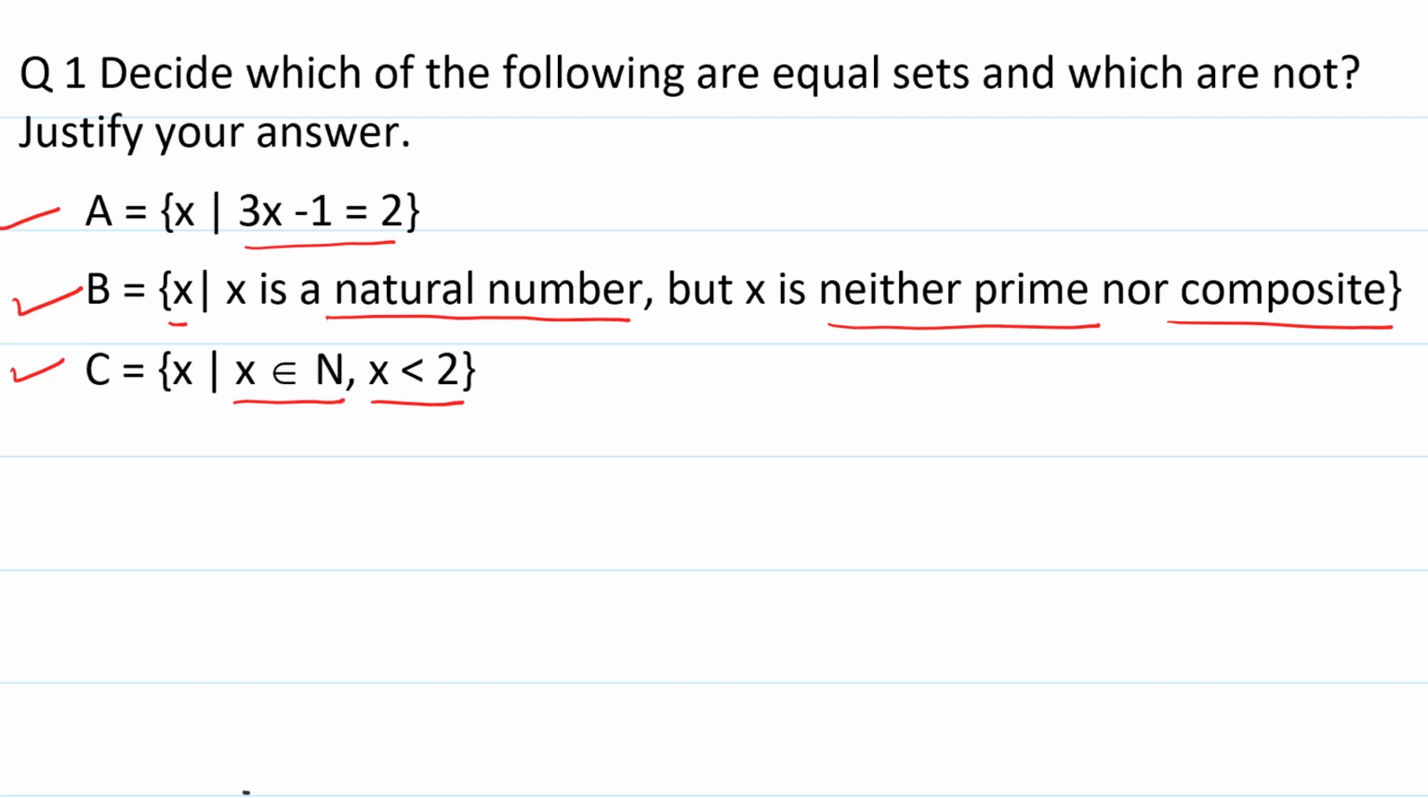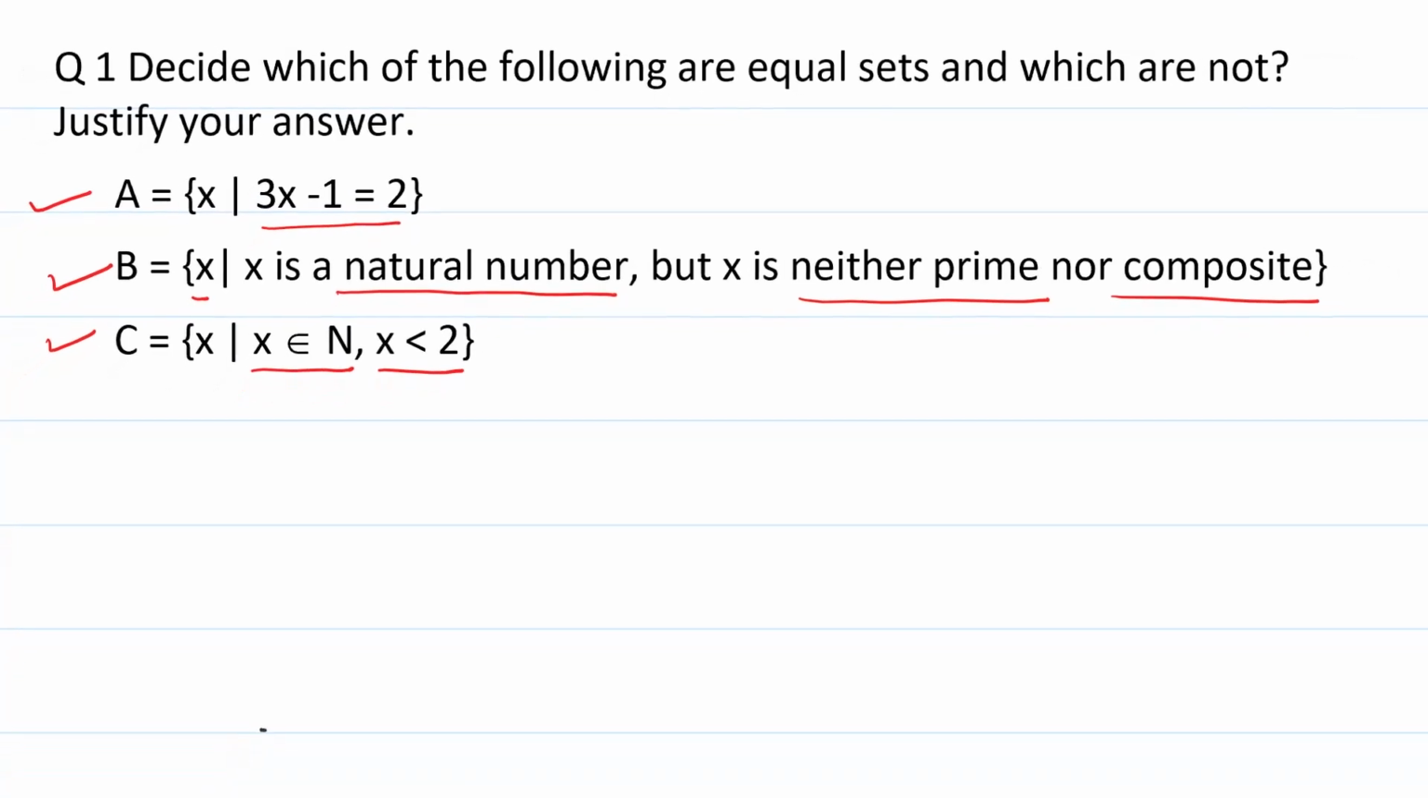Now to solve this question, first step is write all sets in roster form, listing method, and then compare three sets. Condition for two sets to be equal is all sets should have same elements. When two sets have same elements, then they are equal. So now solution.